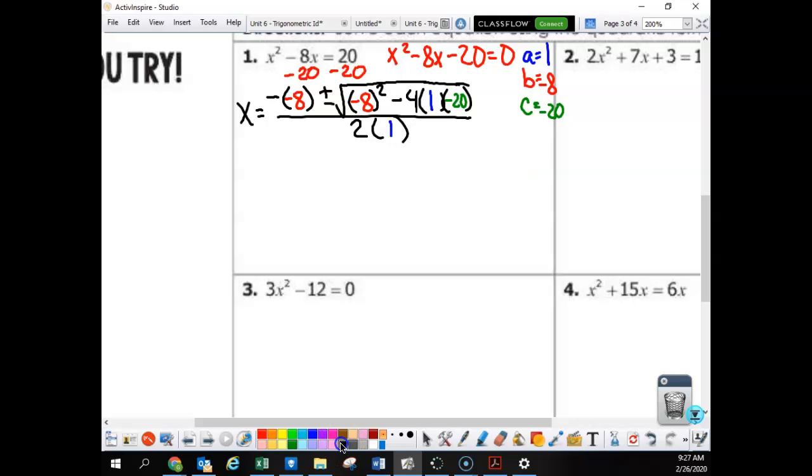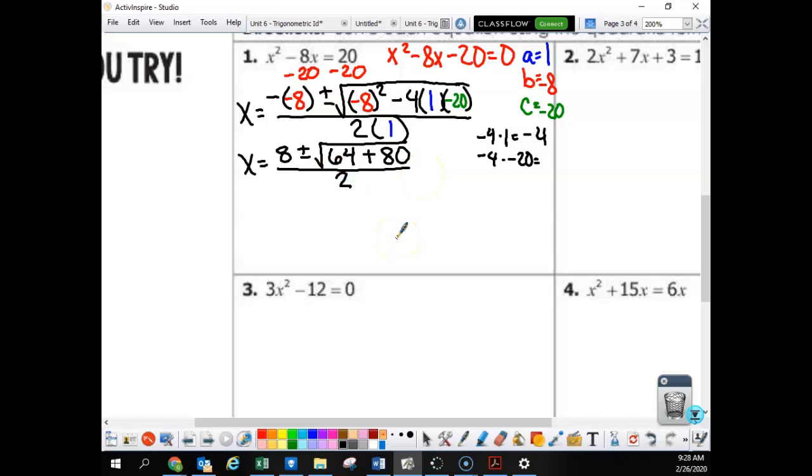All right. So then now we do some of the math. So here I have negative 8. What does that turn into? Positive 8 plus or minus the square root. Negative 8 squared would be negative 8 times negative 8, which is what? 64. And then negative 4 times 1, times 1 equals negative 4. And then negative 4 times negative 20, what does that equal? Positive 80, right?